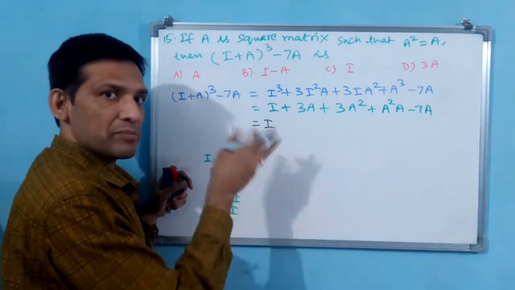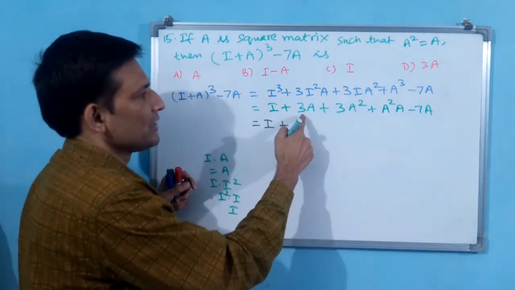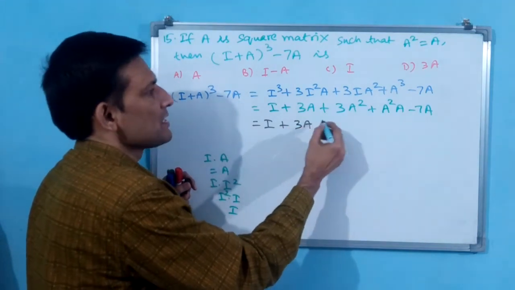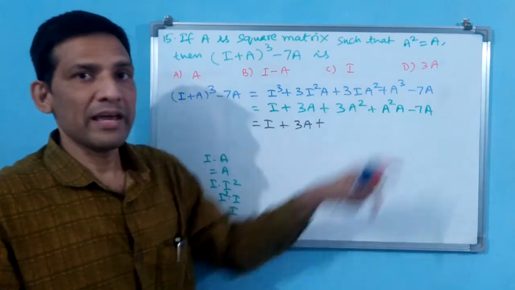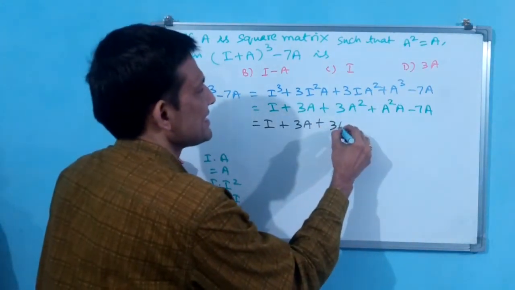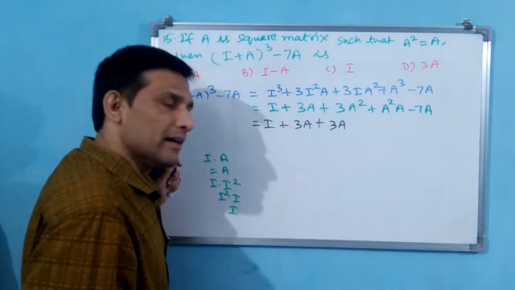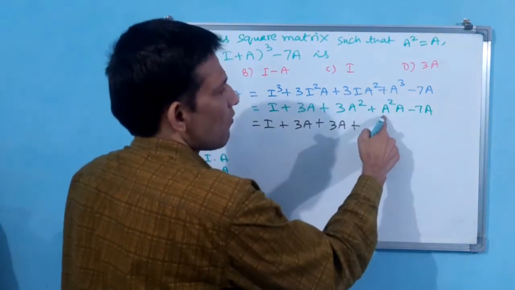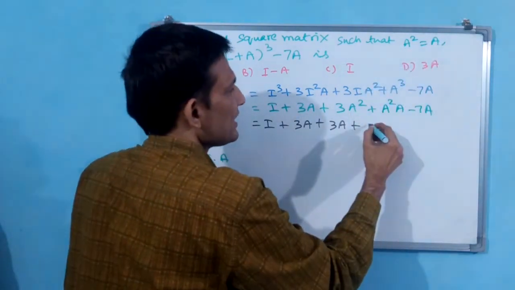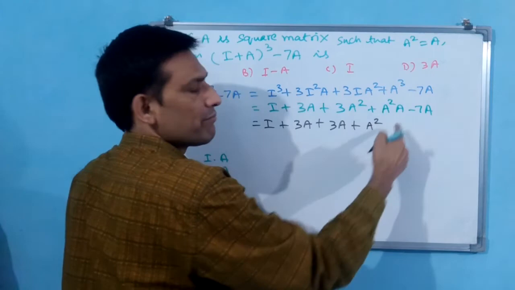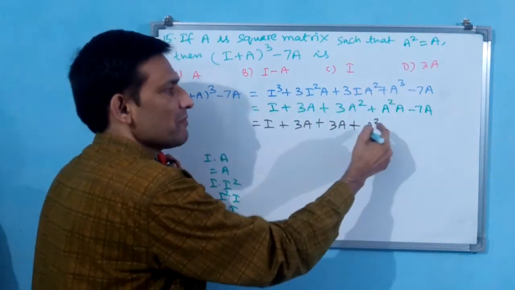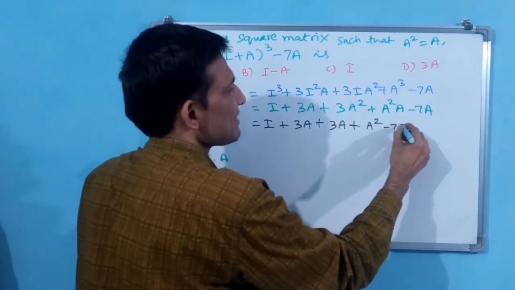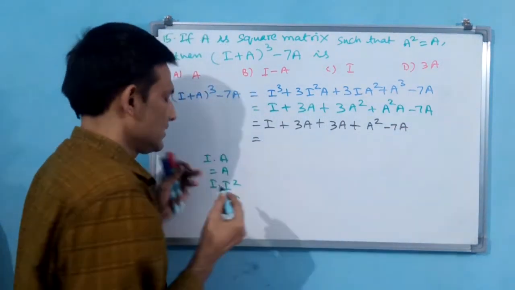Plus 3A is also the same. But here A square is equal to A, so you write 3A. Plus what is A square? A square is equal to A, so you write A square, because A into A square is A. That's all. Next step we will convert this. Minus 7A.